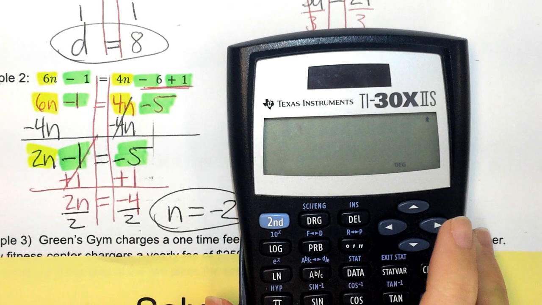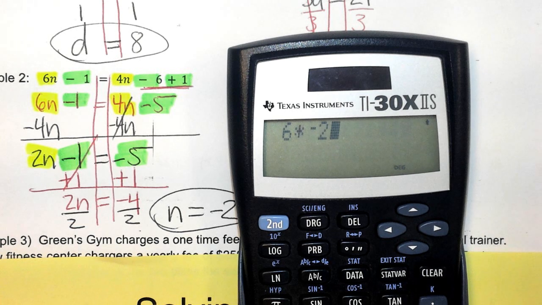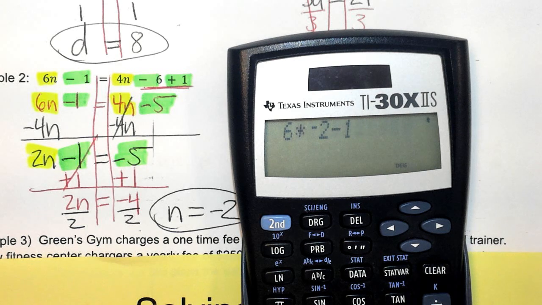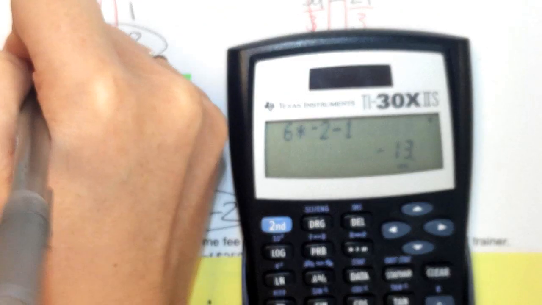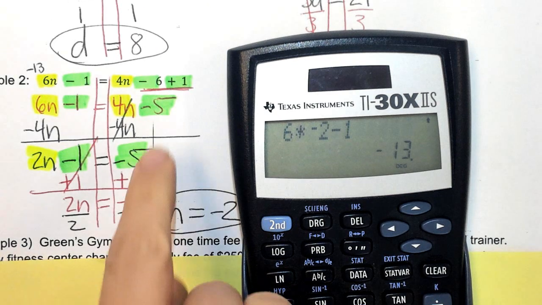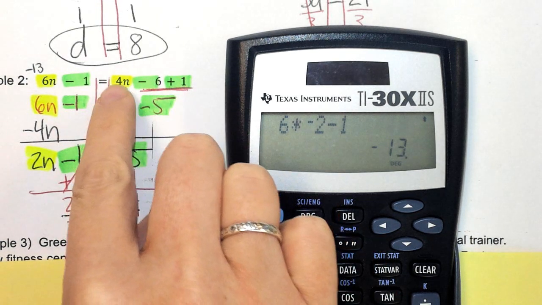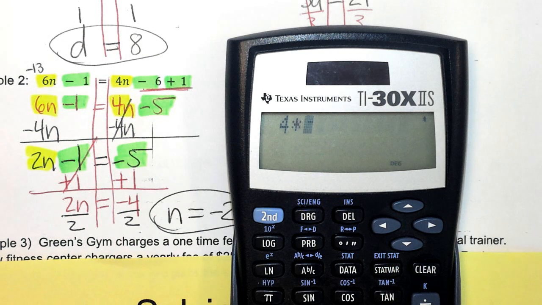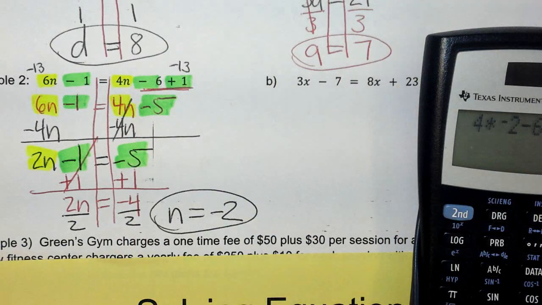How would I type it in for the left side? Go ahead. Did you put on me? Yep. 6 times -2. Very good. What do we get when I type that in? Anybody? -13. Okay. Alexa, can you tell me how I would type in the other side? 1 plus... Start left to right. Yeah. 4 times -2, subtract by 6, add 1. Very good. And I still get my -13, so I know my answer is correct.